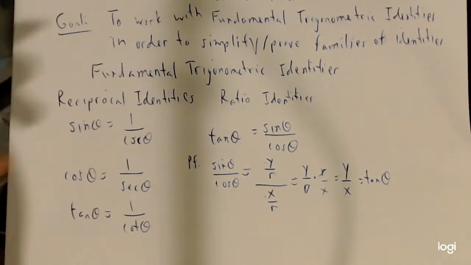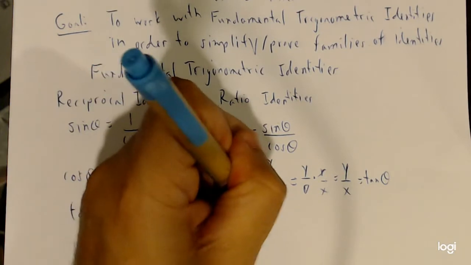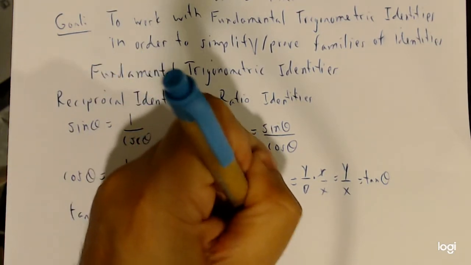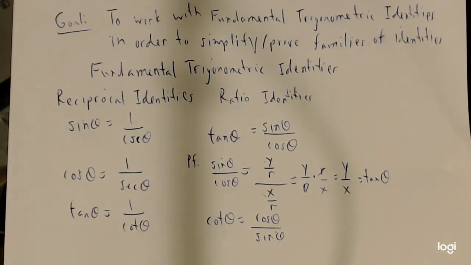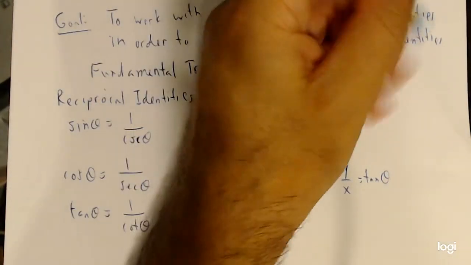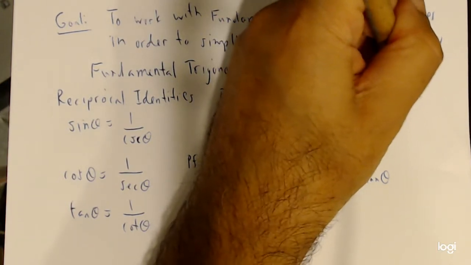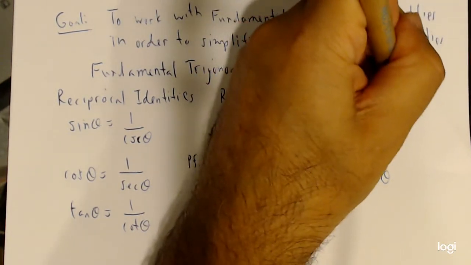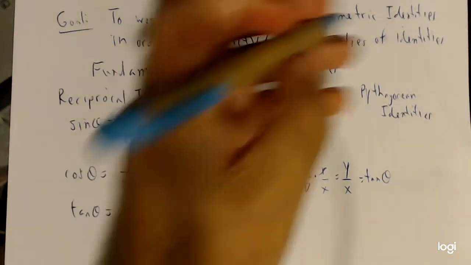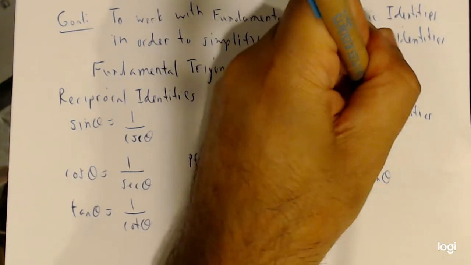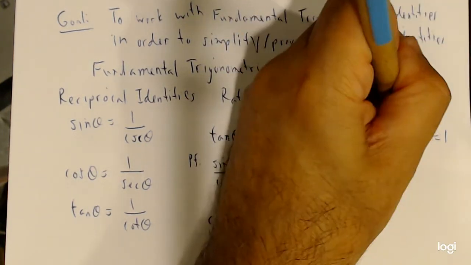Now, the other ratio identity we have is that cotangent of theta is cosine of theta over sine of theta. Okay? Now, the last set of identities, which are also important, are the Pythagorean identities. And there are 3 Pythagorean identities that we need to know. The first one is sine squared theta plus cosine squared theta is equal to 1.